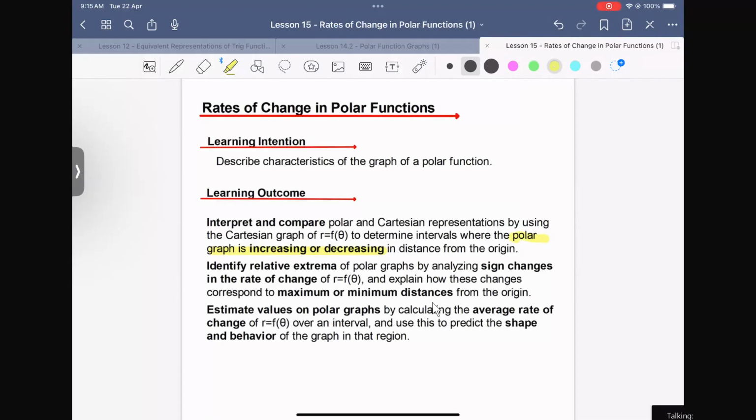So this is all about looking at a point on the polar graph and comparing how far it is away from the origin, and whether the distance is increasing or decreasing as we move along the graph. This will allow us to identify where maximum and minimum points occur.